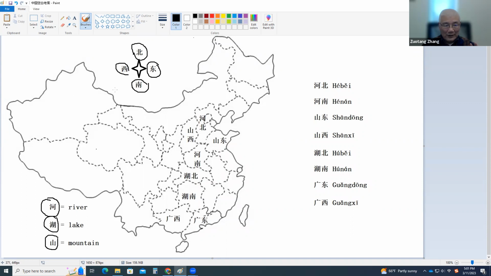Right now I'm going to let you see these 8 provinces and autonomous regions in China. The first one is Hebei. Since He means river, Bei means north, it means the river's north side, or to the north side of the river. That's Hebei. And Henan is the river's south. Shandong is the mountains' east, the east side of the mountain. And Shanxi is the west side of the mountain.